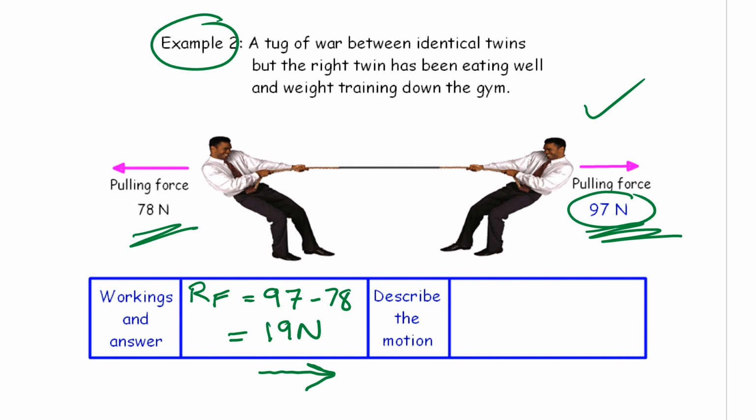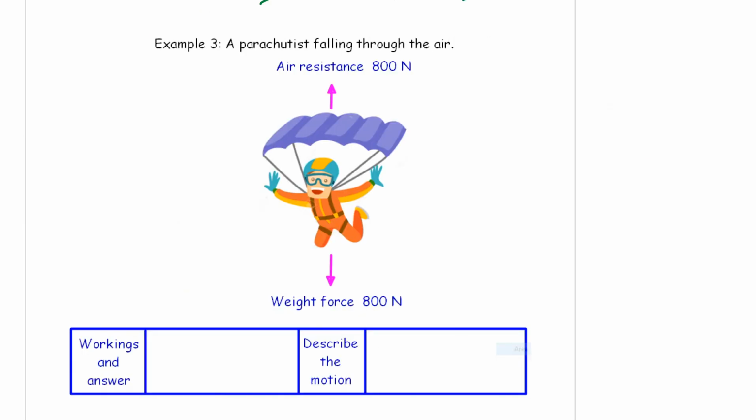So describe the motion. It moves to the right towards the stronger twin. In this example, we've got a parachutist. Their weight force is 800 newtons, and don't forget all those billions of air particles underneath the parachute creating air resistance is also 800 newtons. So our single force that replaces all the other forces but has the same effect is 800. Take away 800 gives us a force of 0 newtons.